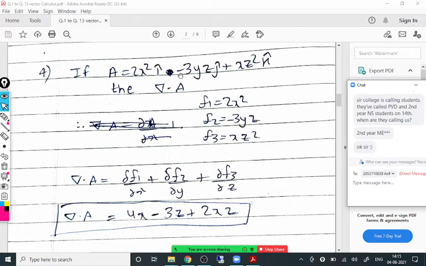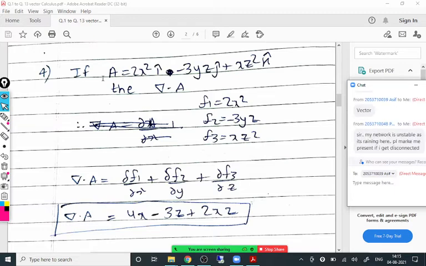Okay, question number 4. If A is 2x square i cap plus this one, A is given, so whether A is a scalar or vector quantity? Yes, anyone? Whether A is a scalar or vector quantity? I am asking. Okay, yes, Neil, correct. It is vector quantity. Why now? Why this in the textbook? Yes, correct, Neil, Asif. This one is vector quantity.